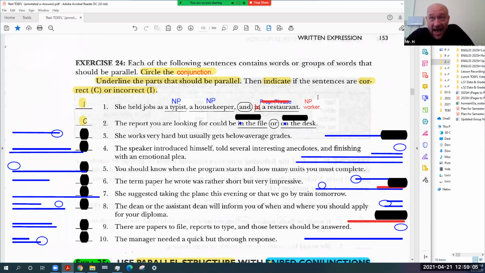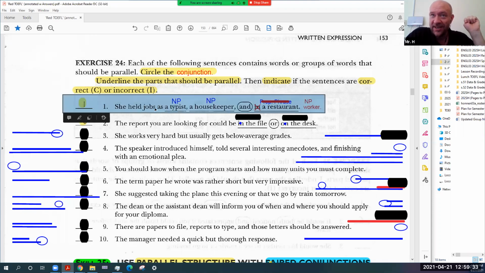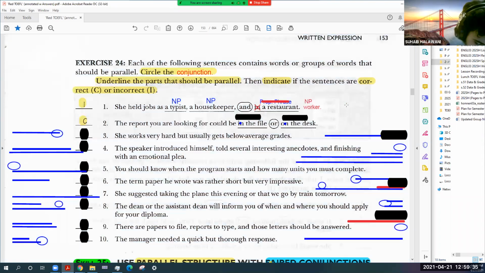Guys, they usually give you a question for this skill near the end of the test. It usually comes after question number 35, in the last 4 or 5 questions in the exam. And it's usually very difficult. It's tricky. Abdul Majid, how about number 2?